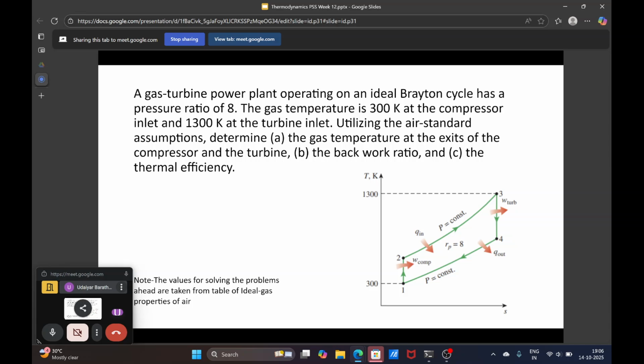So a similar question on Brayton cycle. A gas turbine power plant operating on an ideal Brayton cycle has a pressure ratio of 8. The gas temperature is 300 Kelvin at the compressor inlet and 1300 Kelvin at the turbine inlet. Utilizing the air standard assumptions, determine A, the gas temperature at the exit of the compressor and the turbine, B, the back work ratio, and C, the thermal efficiency.